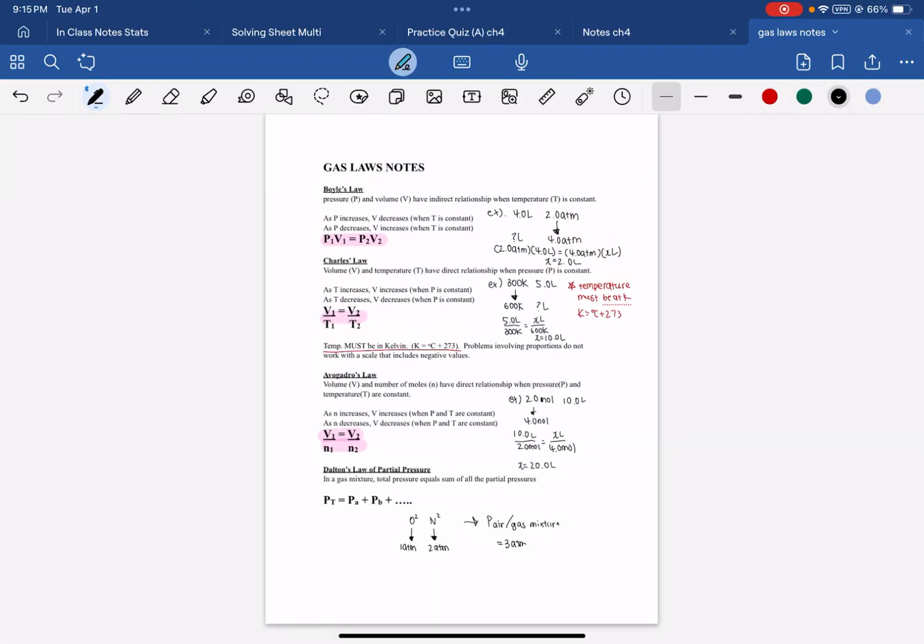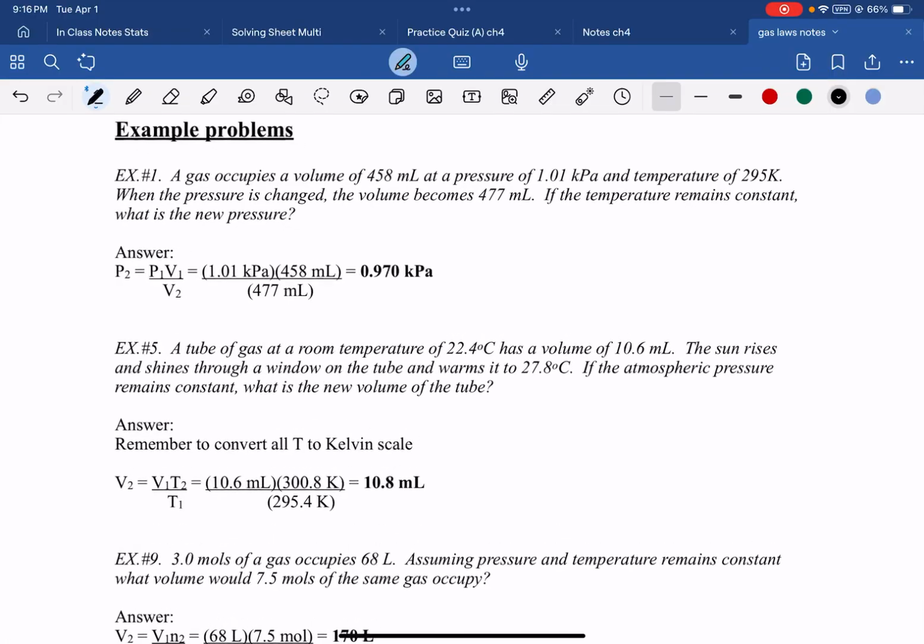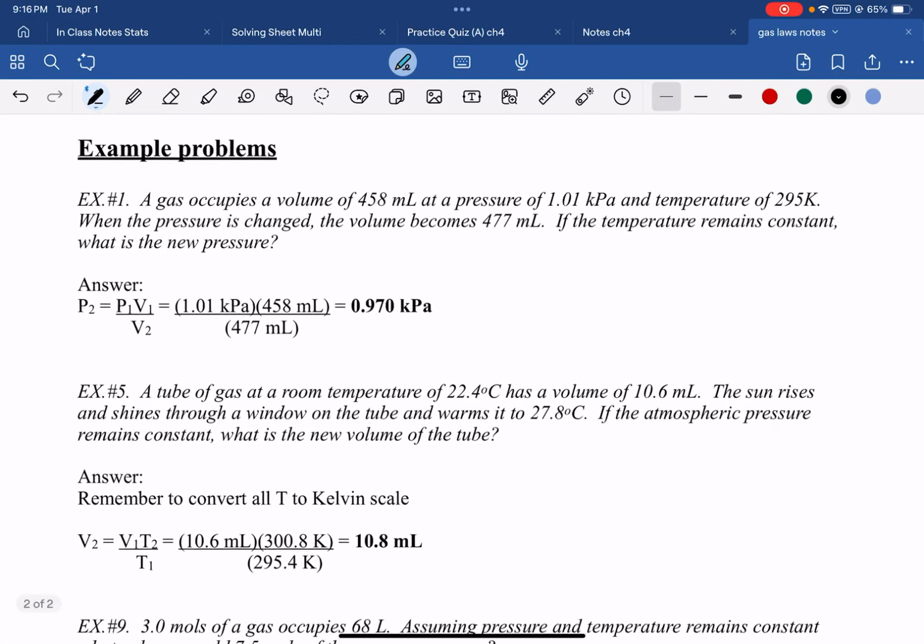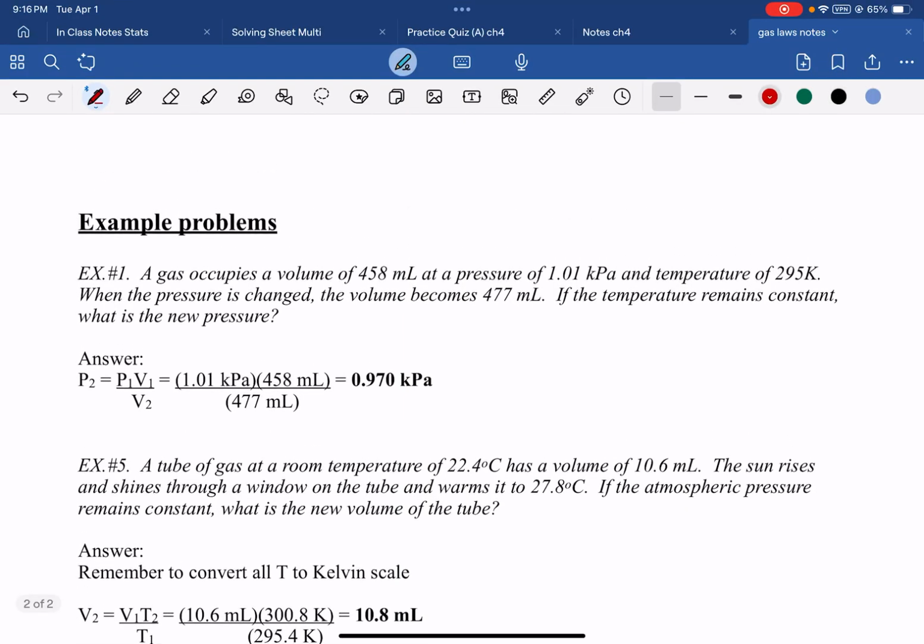So, yeah. These are all the laws you have to know. And let's just skim over these problems.